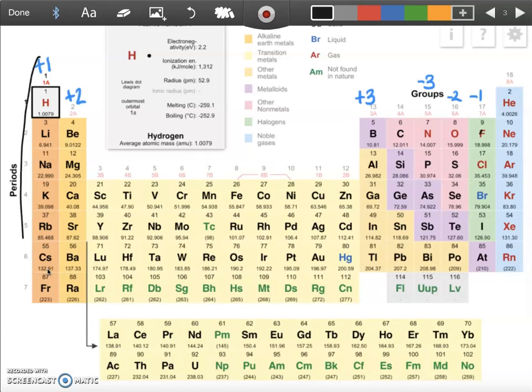Group 1 elements will always form a 1 plus charge. Group 2 elements will always form a 2 plus charge. Group 3 elements will always form a 3 plus charge. That is because each one of those groups are in the section of the periodic table known as the metals.